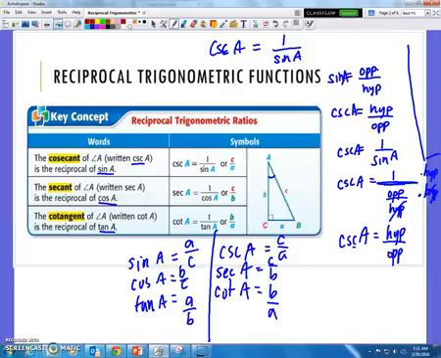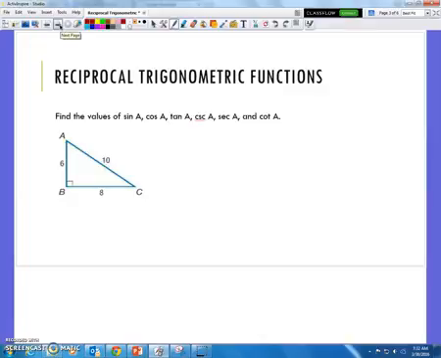So let's take a look here at the first problem. It says, find the values of sine of A. I'm going to leave a little more space than I did before. Sine of A, the cosine of A, the tangent of A.